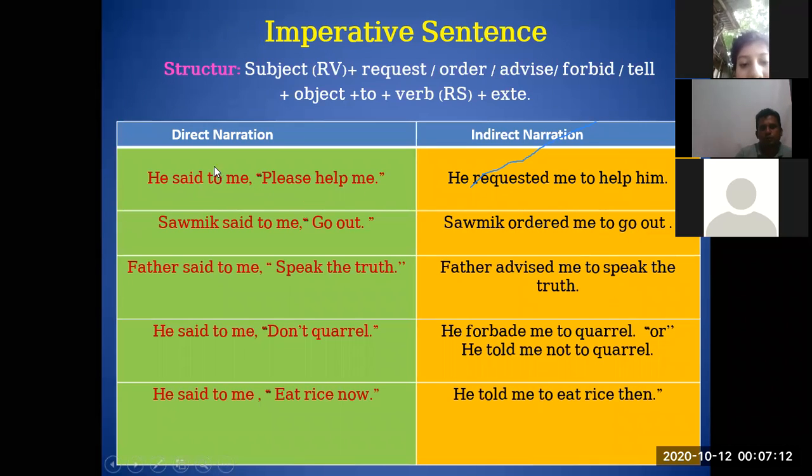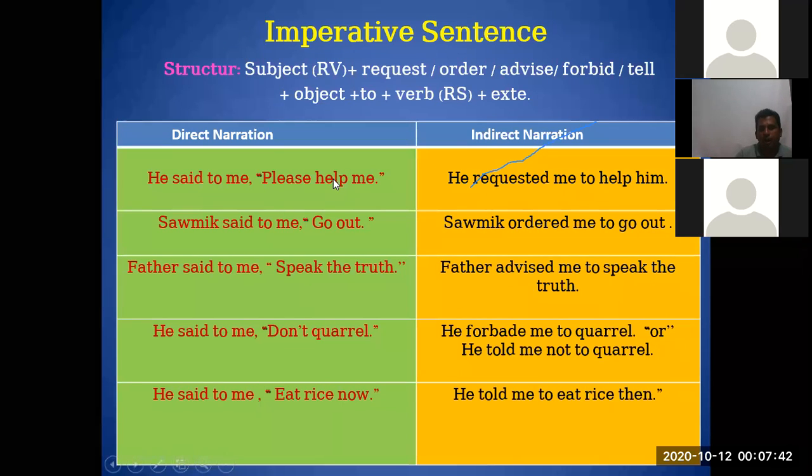Here, he said to me, please help me. This is an imperative sentence, and it indicates request. So we put requested in place of said to, because the sentence indicates a request. So he requested me, and in place of inverted comma we put to.